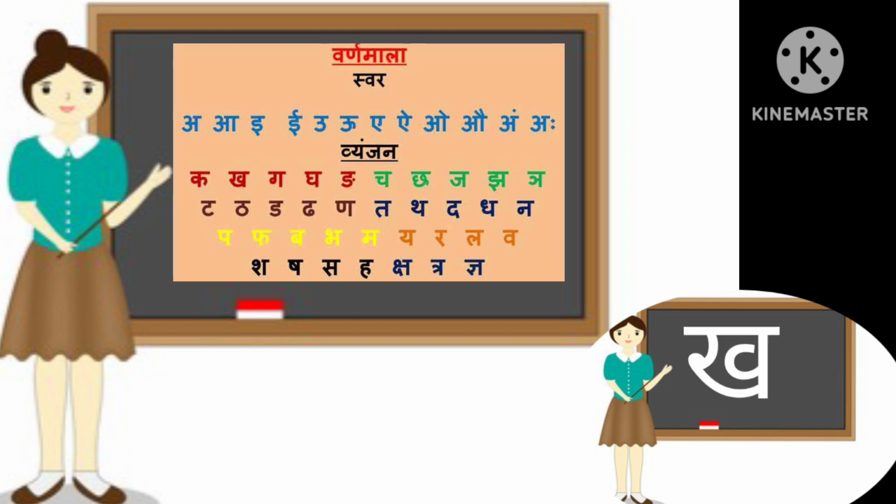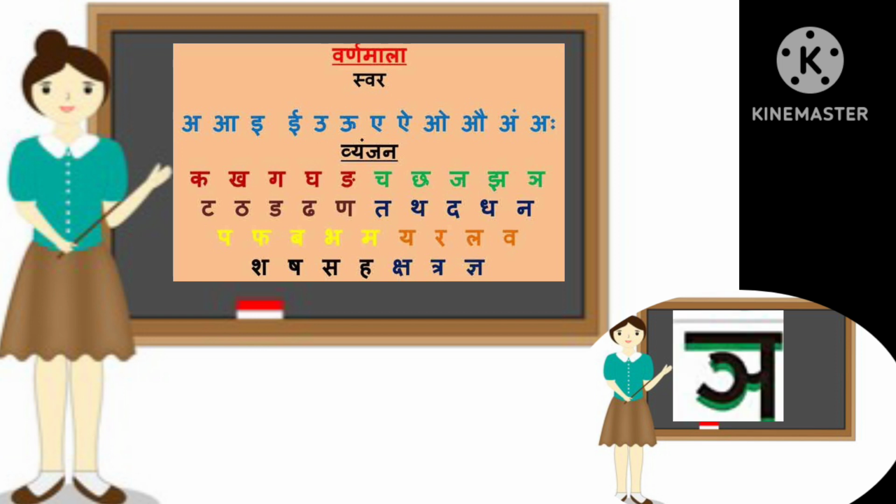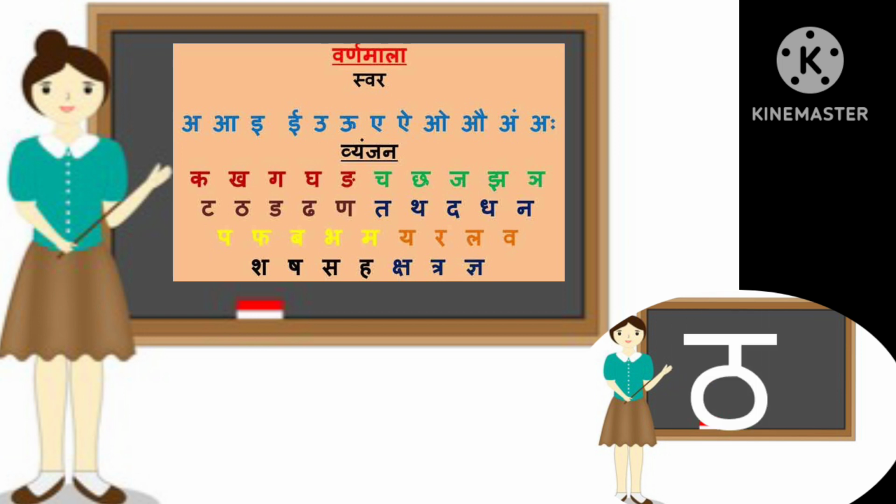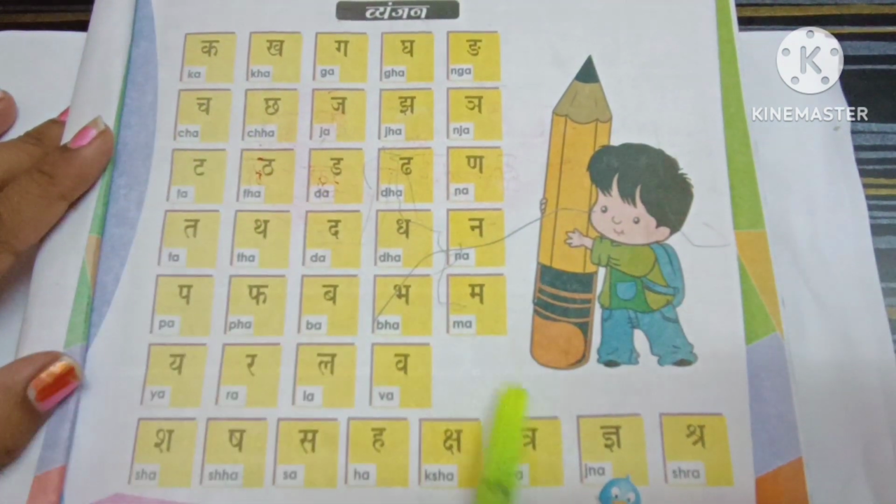K, K, G, K. Now, Ch, Ch, J, J. Nya, T, Th, D, D. Na, T, th, d, th, na, p, f, b, p, ma, y, r, l, v, sh, sh, s, h, ksha, tra, na, shra. Friends, now let us see how to write these letters.